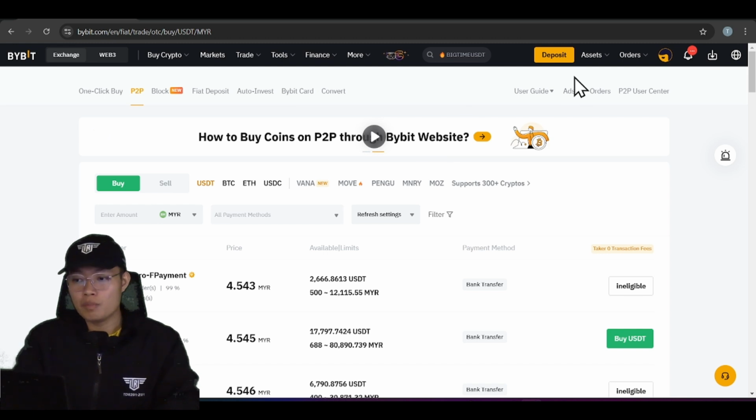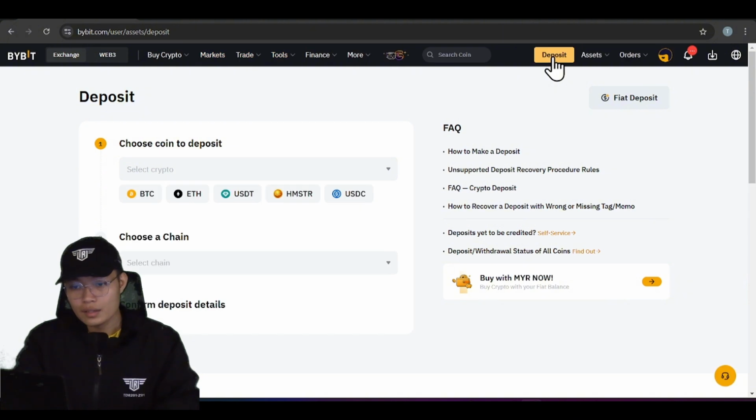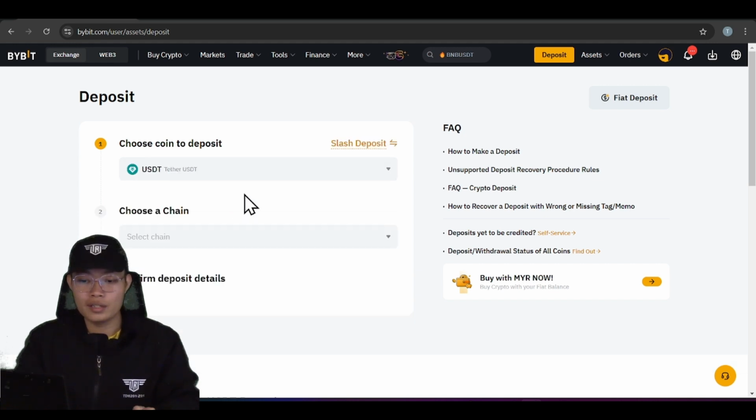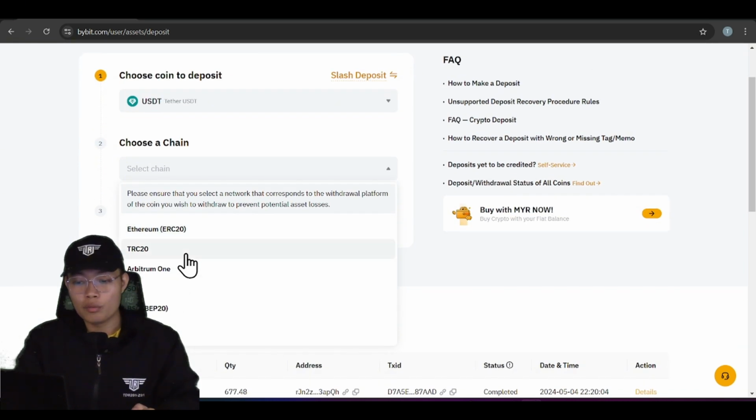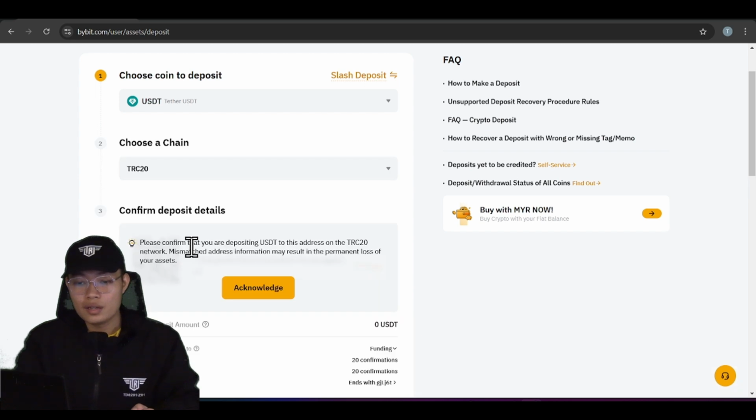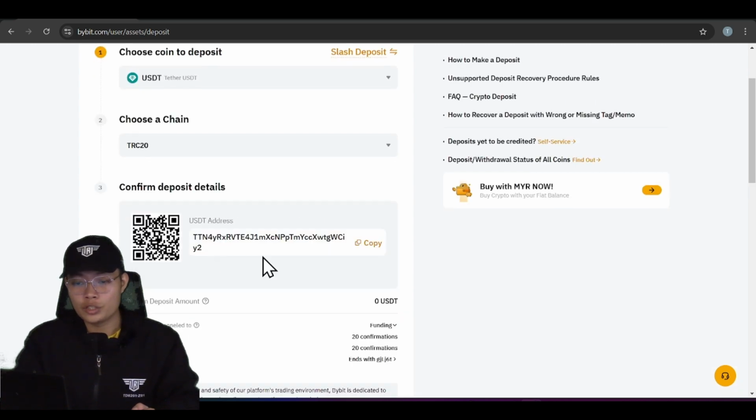In order to do this, simply click the deposit button here. All right, so you can go through and choose the coin that you are going to deposit. For example, in my case, I'm using USDT, so I just click USDT, and you can select a chain, for example TRC. A lot, normally we'll use TRC, and you must acknowledge it.